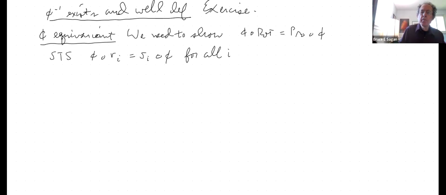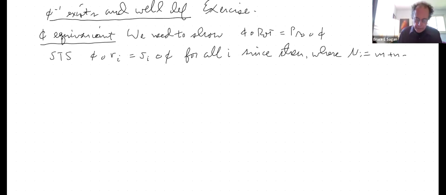Since then, and let me just set up some notation to make this easier to write out. I'm going to use capital M for m plus n minus 1, so I don't have to keep writing it out. What is phi combined with rotation? Or rotation first? Well, it's phi, and then rotation, remember, is doing these R toggles.